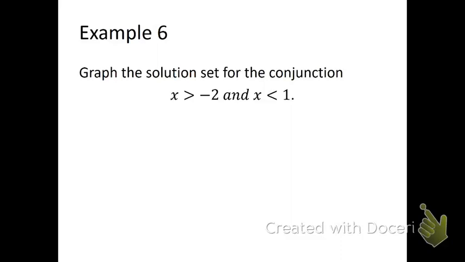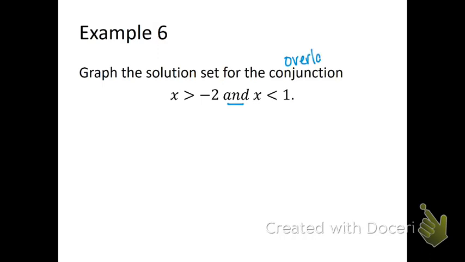Okay, in example 6 here it says graph the solution set for the conjunction. A conjunction just means that I am looking for what makes both inequalities true. So a lot of times it's symbolized by the word "and" in the problem, as we see here, and sometimes it's like a big inequality that's written that has two inequality symbols. That's also a conjunction.